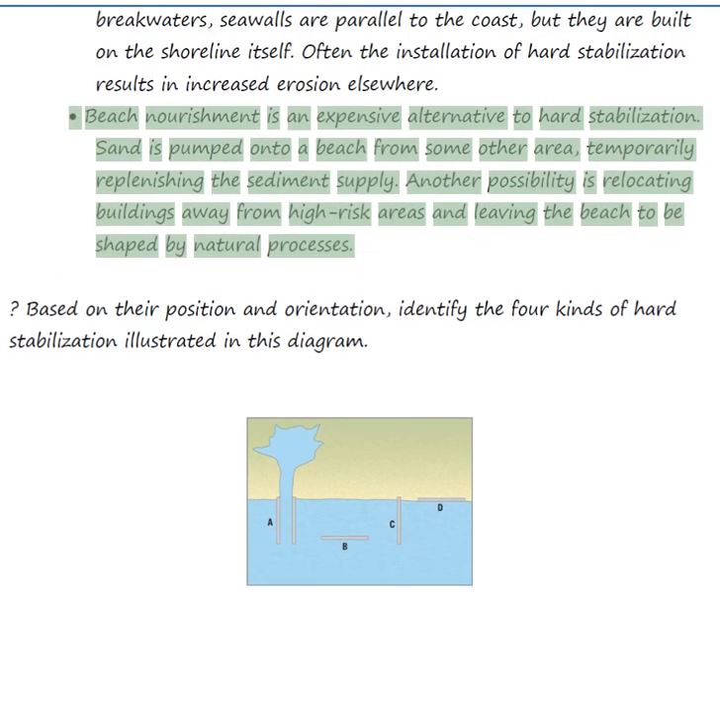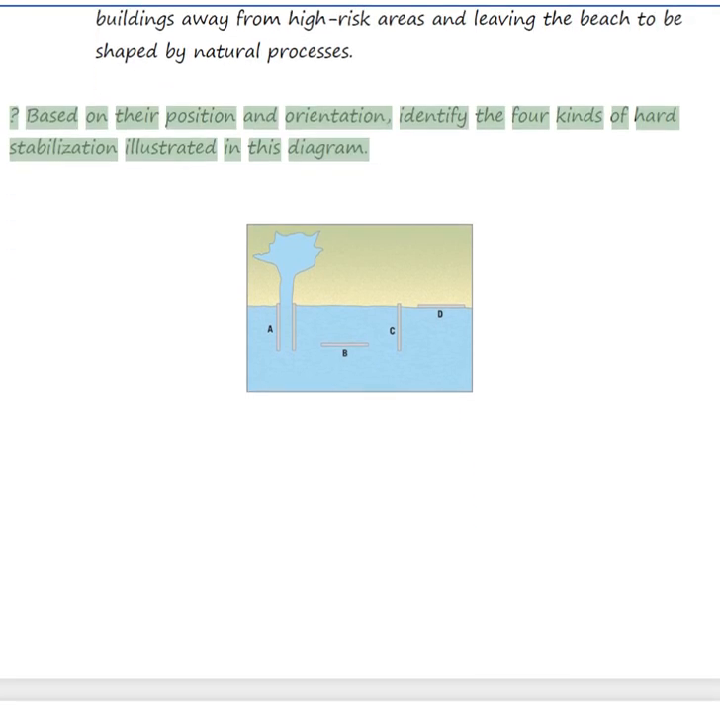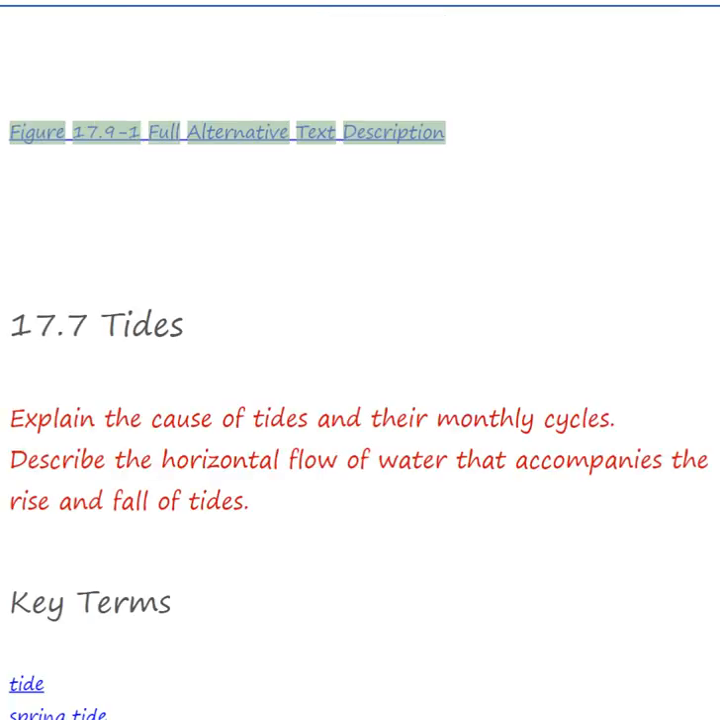Beach nourishment is an expensive alternative to hard stabilization. Sand is pumped onto a beach from some other area, temporarily replenishing the sediment supply. Another possibility is relocating buildings away from high-risk areas and leaving the beach to be shaped by natural processes. Based on their position and orientation, identify the 4 kinds of hard stabilization illustrated in this diagram. Figure 17.9-1 Full alternative text description.